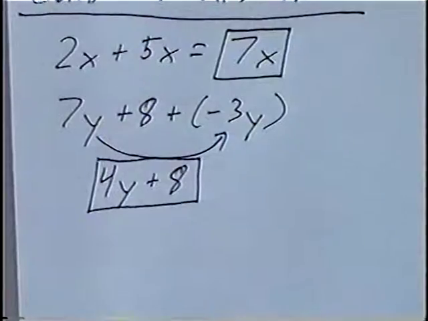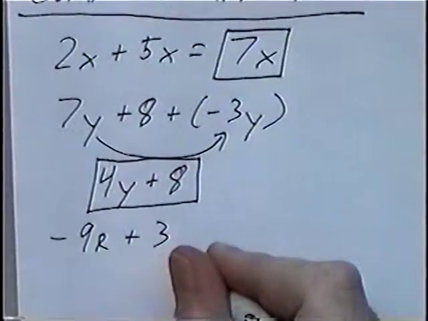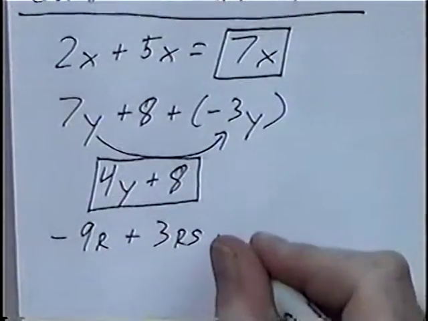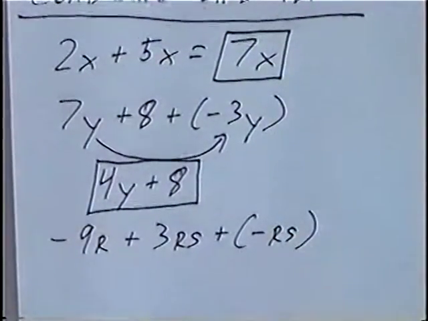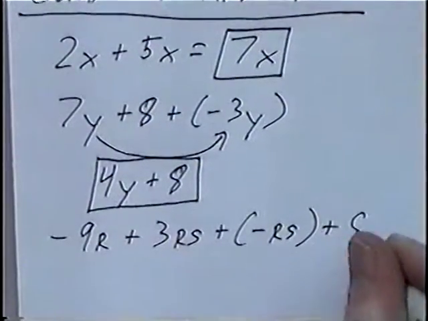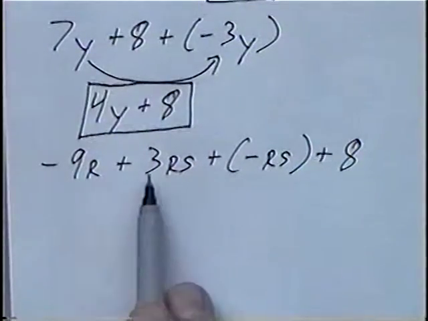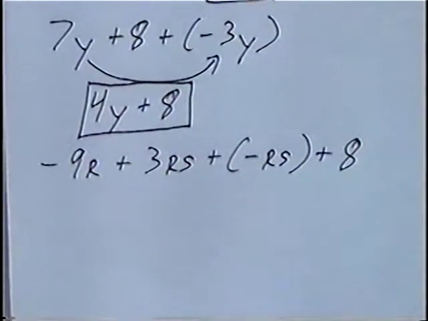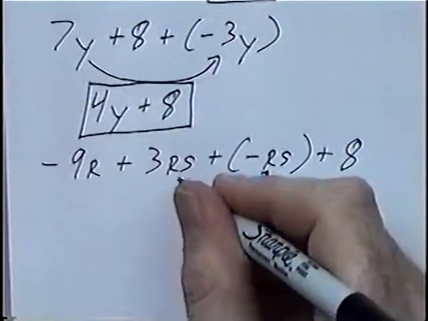And the final question for this section is negative 9r plus 3rs plus, in parentheses, negative rs, and outside parentheses, plus 8. Looking for like terms in this example, again we have to have the same variable with the same exponents. R is different than rs. They have to be exactly the same to have the like terms. But rs is the same as this rs. So the two rs terms we can combine together.